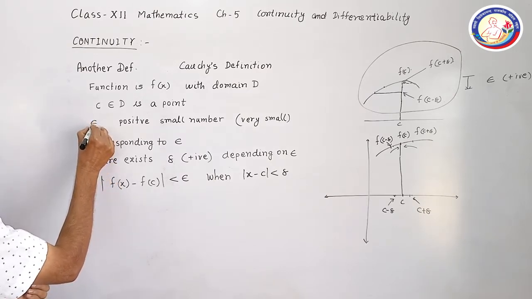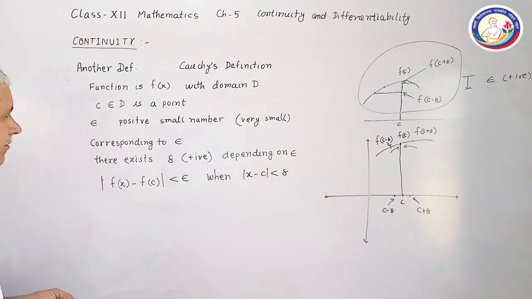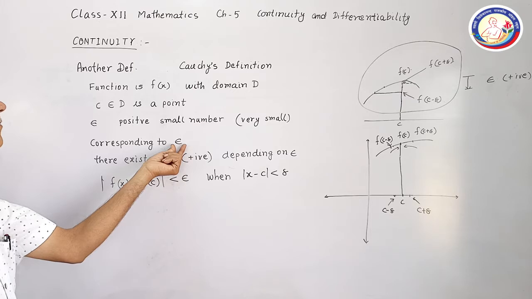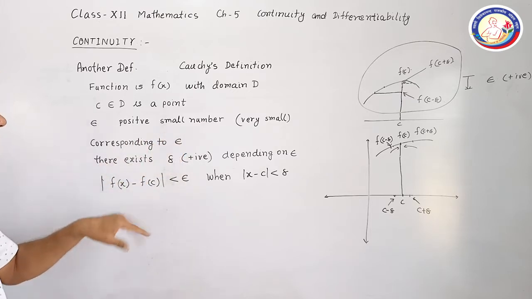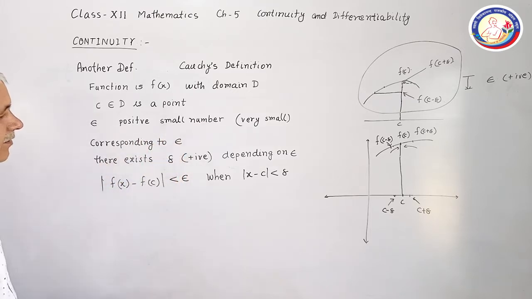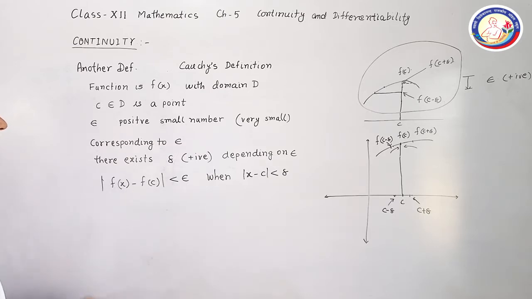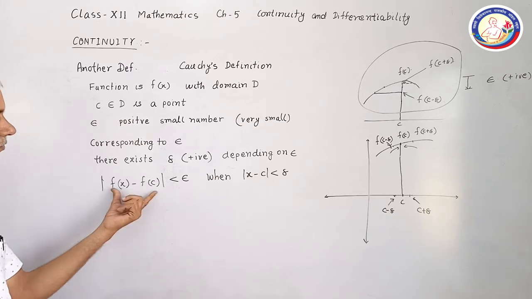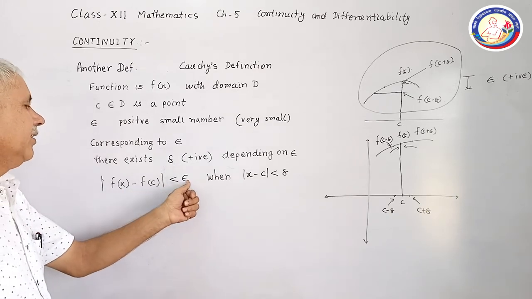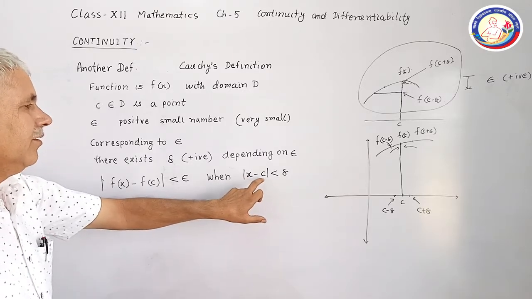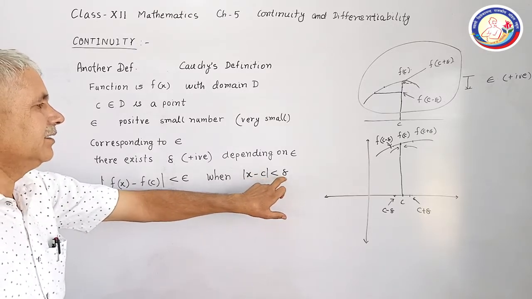What is the nature of epsilon? Corresponding to epsilon, an arbitrary, very small number, there exists a number delta, a very small number, such that the absolute value of the difference between the values of the function is always less than epsilon, when the absolute value of x minus c is less than delta.